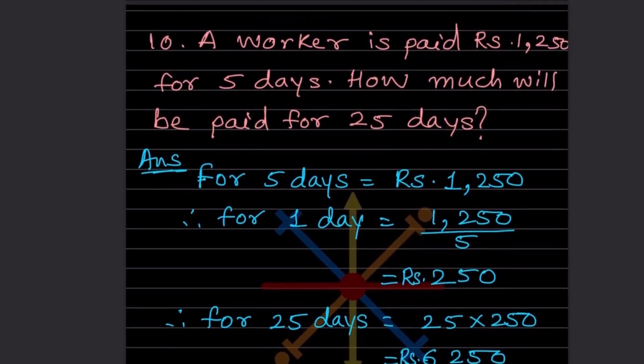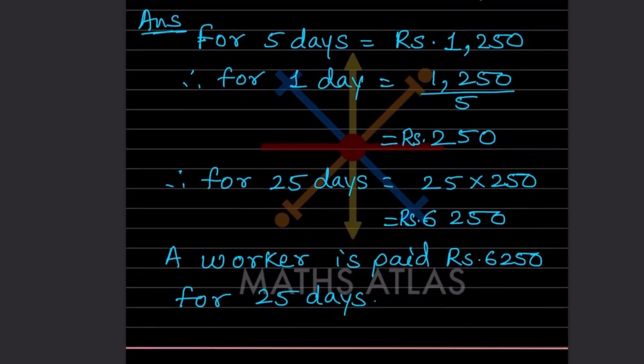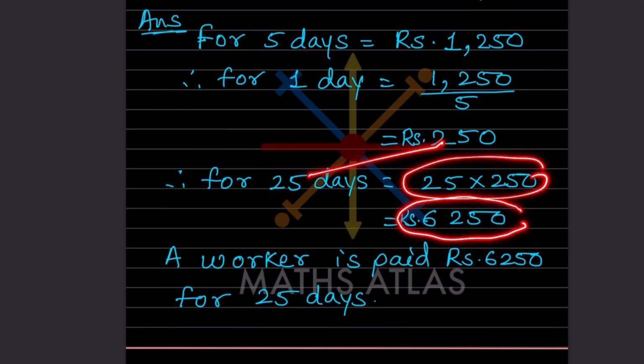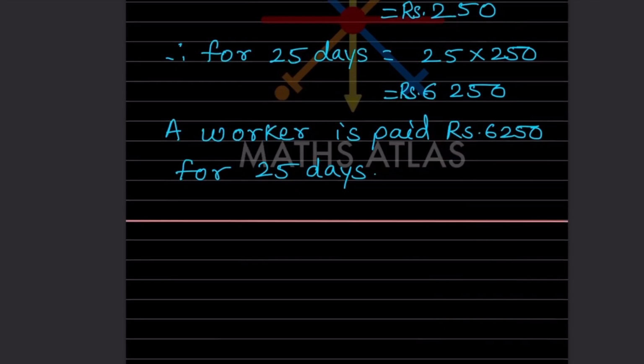Now we got this for 1 day. So we have to see for 25 days. For 25 days, how much is that going to be? 25 into 250 is 6,250. So the worker is paid rupees 6,250 for 25 days.